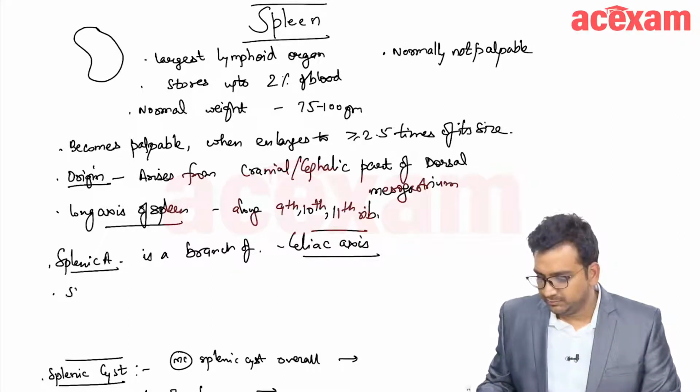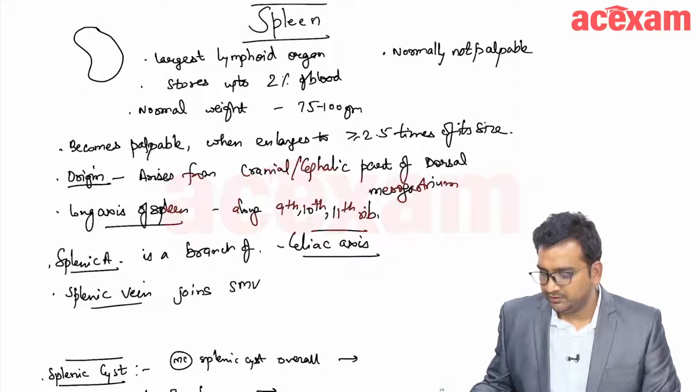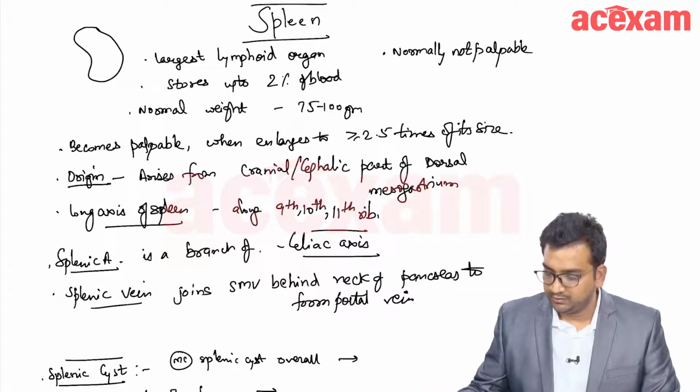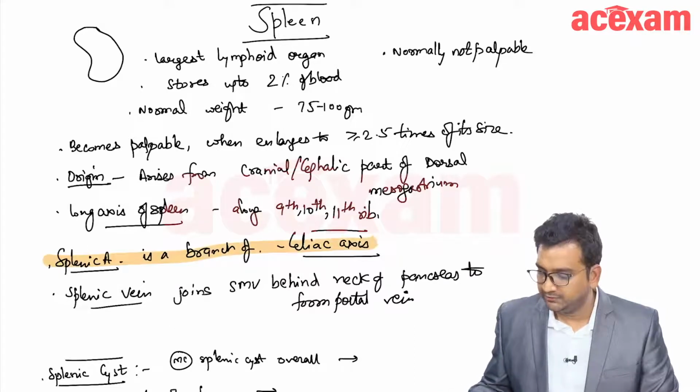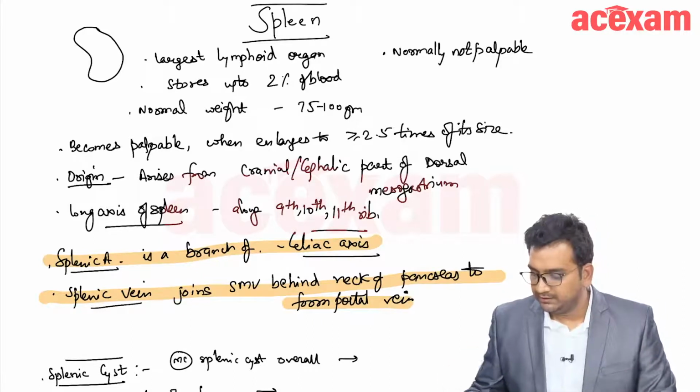So the splenic vein joins SMV behind neck of pancreas to form portal vein. Okay, this is very important. Splenic artery is a branch of celiac axis, and splenic vein joins SMV behind neck of pancreas to form portal vein. And the spleen arises from cephalic part of dorsal mesogastrium.